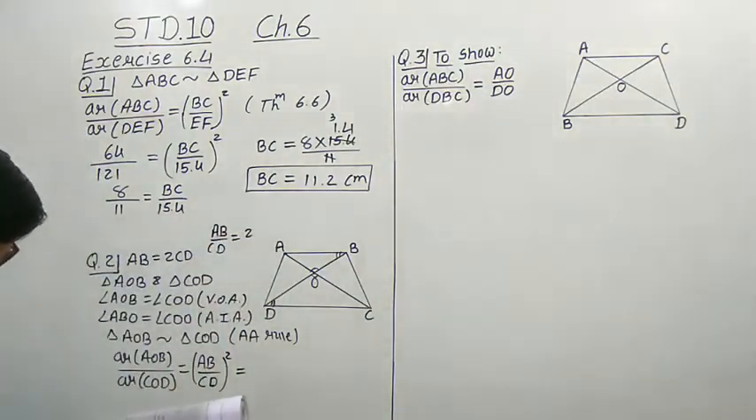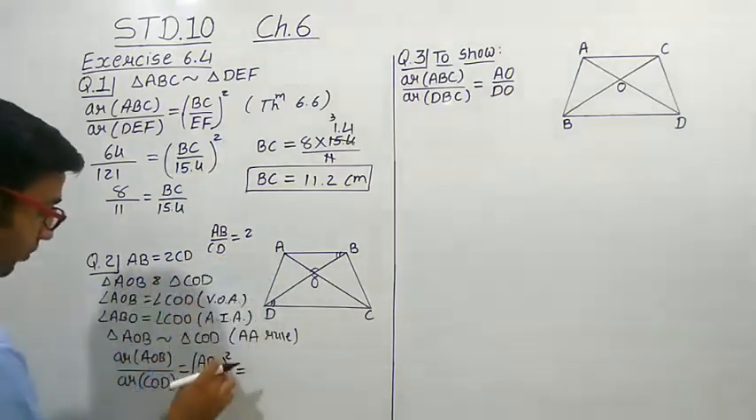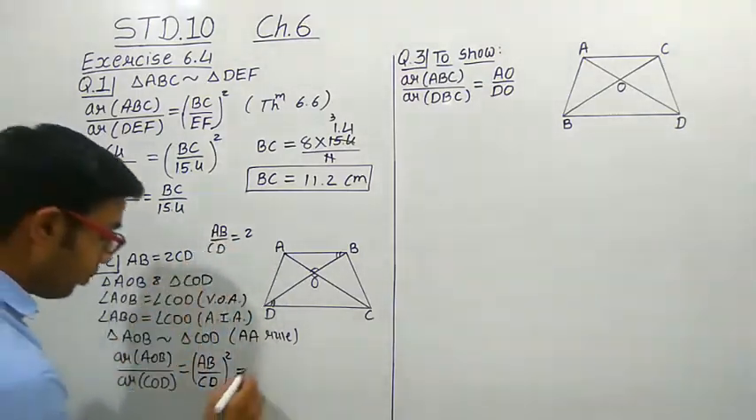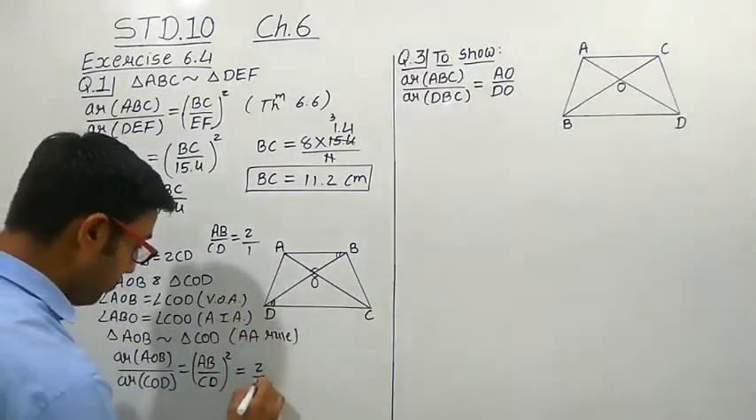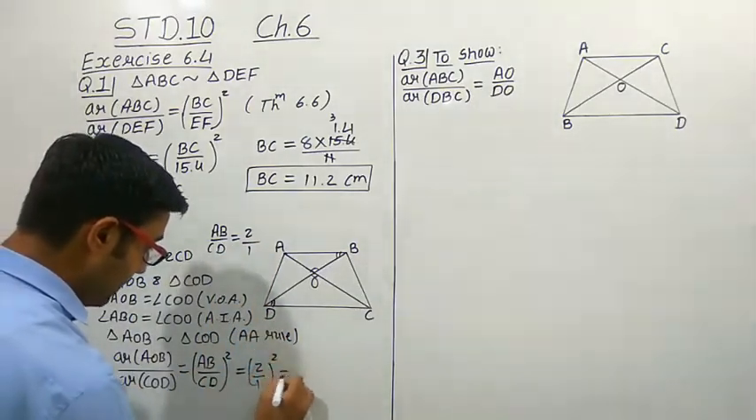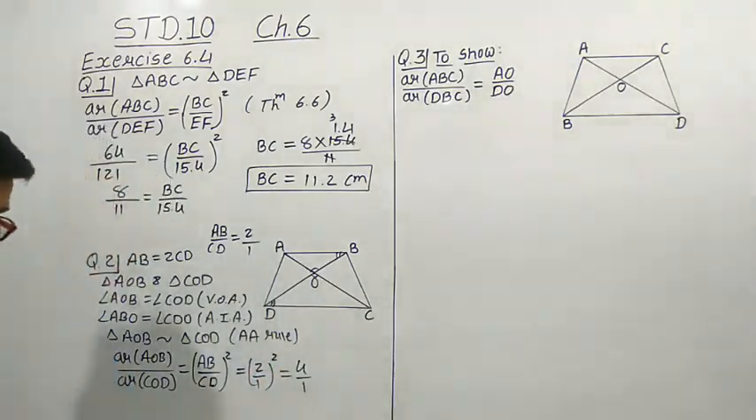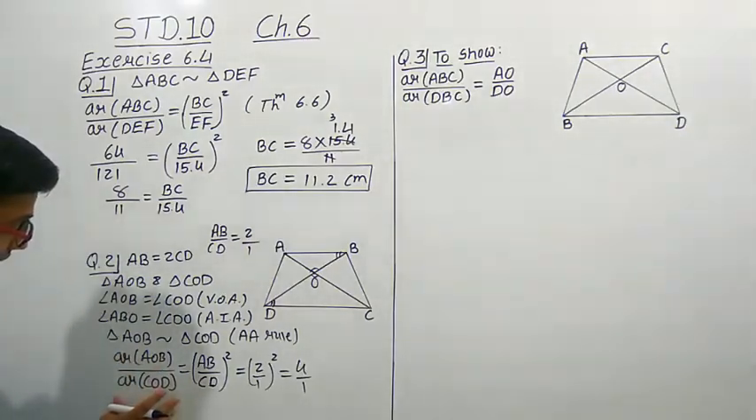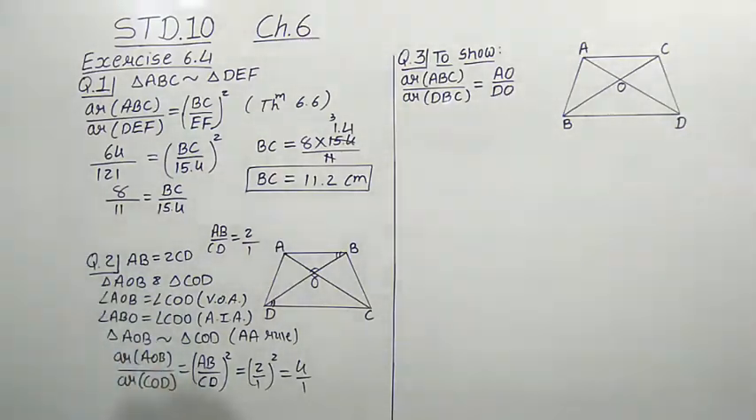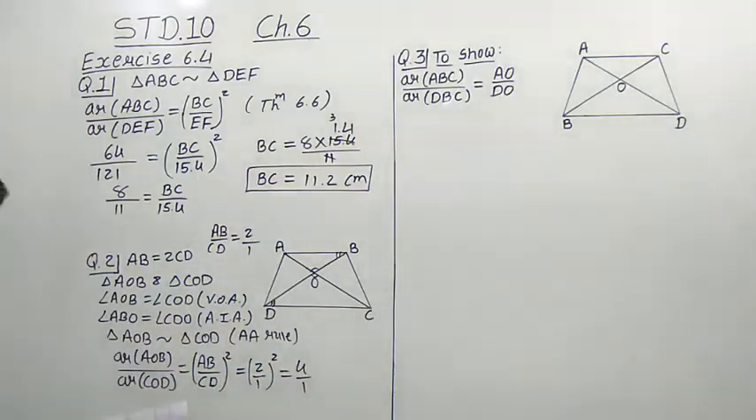So here the value of AB upon CD is 2. So put down 2. Or we can simply say 2 upon 1 squared. That is 2 squared is 4 and 1 squared is 1. That is the area of triangle AOB upon area of triangle COD. That we can write, this is equal to 4:1.